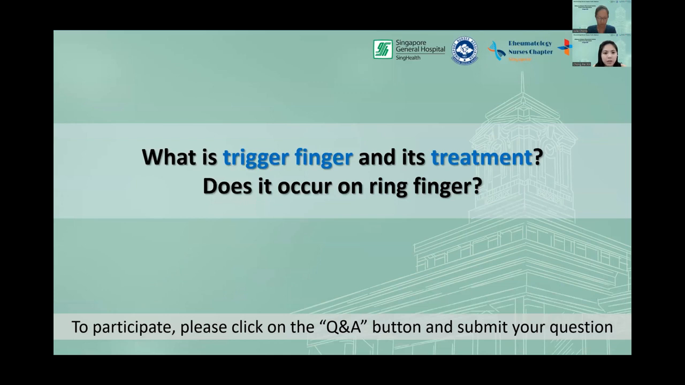The first question, what is trigger finger and its treatment? Does it occur on a ring finger? Would Dr. Charlotte like to take this question?